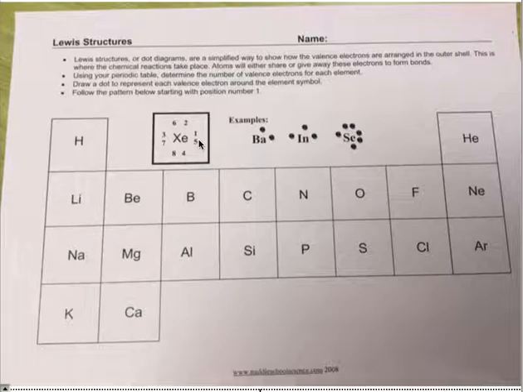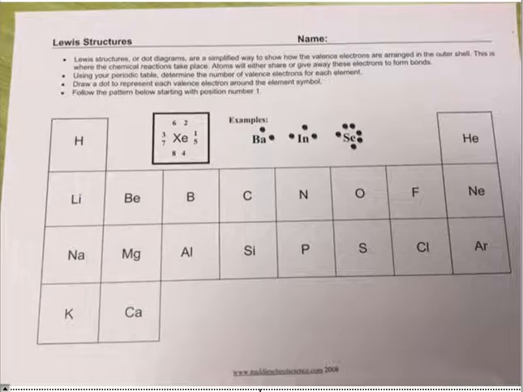The fifth one goes on the right. The sixth one goes on top. The seventh one goes on the left. The eighth one goes on the bottom. You just keep following that pattern. That's how you do all of these. So I'll do the first two with you, hydrogen and helium, and then you are on your own.